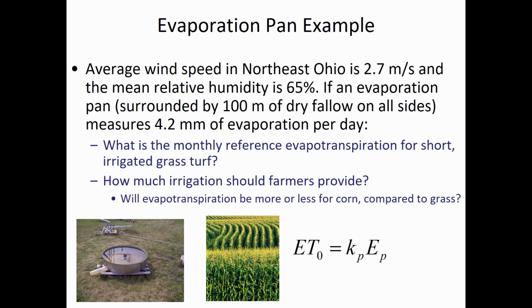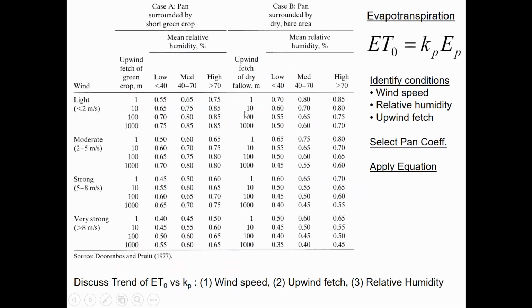All right, so these are relatively simple calculations, but let's just try it all the same. Let's say that we've got an average wind speed in northeast Ohio of 2.7 meters per second. Mean relative humidity is 65%. And so if we have an evaporation pan that's measuring 4.2 millimeters of evaporation per day, and the pan is surrounded on all sides by 100 meters of dry fallow.